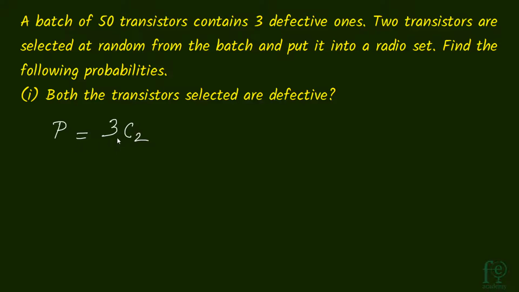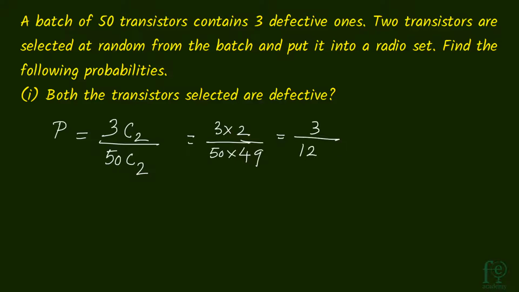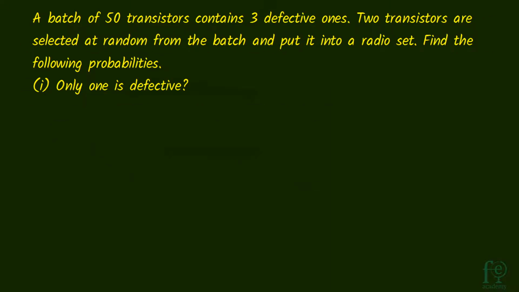So here the probability will be equal to 3C2. We are selecting 2 defective ones from the total of 3 defective ones divided by 50C2. From the total 50 transistors, we are selecting 2 transistors. So it will be 3C2 divided by 50C2, which gives us 3 into 2 divided by 50 into 49. The denominators will be same. Here also 1 into 2 will come. Here also 1 into 2 will come. So 3 into 2 divided by 50 into 49, which gives us 3 divided by 25 into 49. So which is 3 divided by 1225.